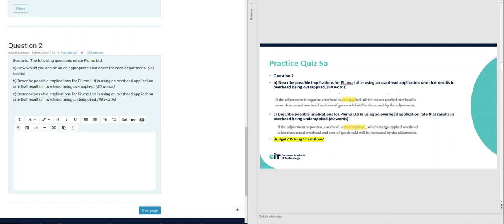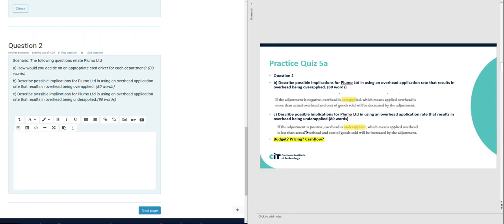Under applied is when your applied overhead is less than your cost incurred. So how would that affect your company performance? Not just budget, but the implications of such. I would suggest you think about it from a budget point of view, from a pricing point of view, from a cash flow point of view.